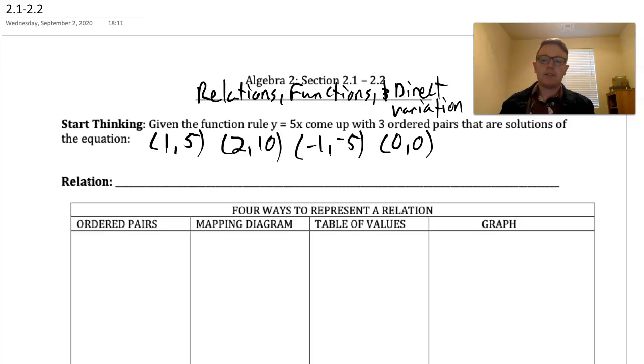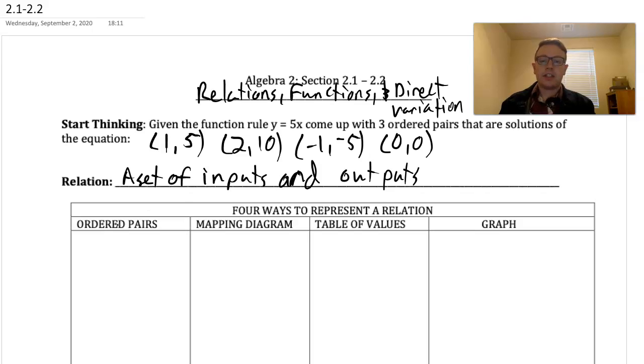Now we're going to get in with our first definition of the day, a relation. And what is a relation? Well, a relation is a special sort of kinship that you have with somebody, usually a boyfriend or a girlfriend, but not always. But in mathematical terms, a relation is a set of inputs and outputs.